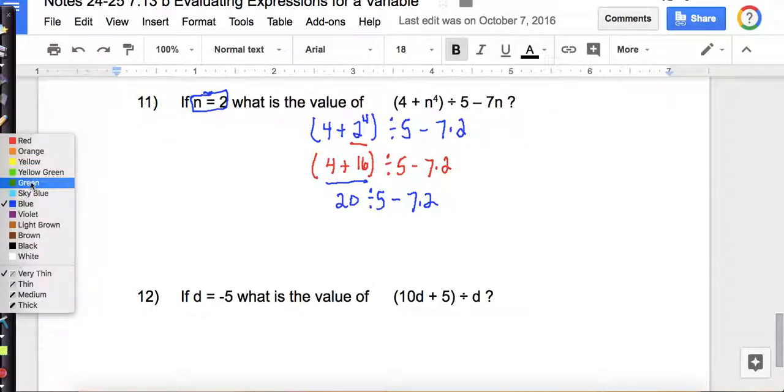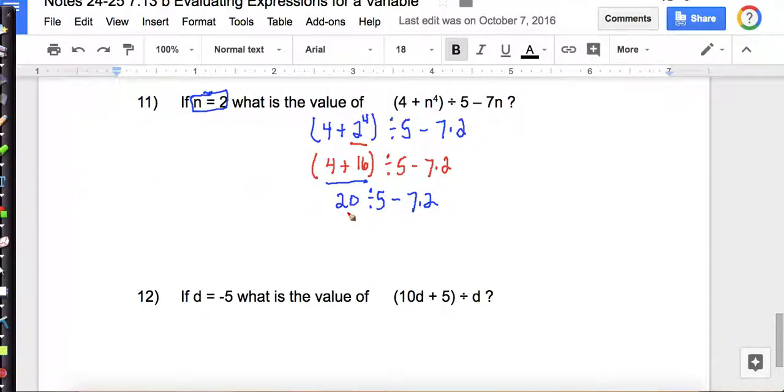And order of operations will tell me to do multiplication or division from left to right. So 20 divided by 5 is 4, minus 7 times 2. Now I still have multiplication. So I still have to take care of that because it's multiplication or division from left to right till it's all gone. And 7 times 2 is 14. Now, this is the mistake I've been seeing in class. 4 minus 14 is not positive 10. Remember, if you have $4, I can't take away 14 from you, so you're going to owe me $10. So this is actually negative 10, so be careful.